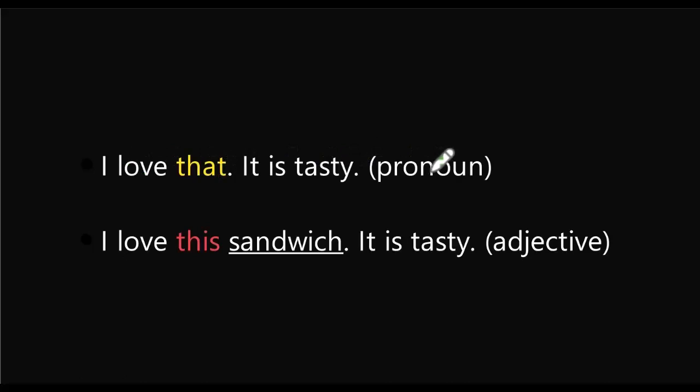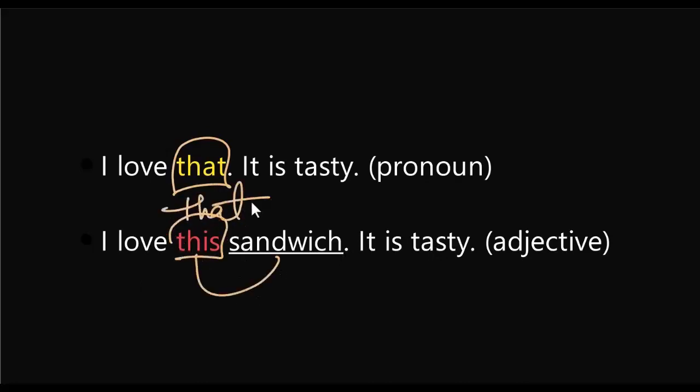I love that. It is tasty. You're referring to something, right? I love that. It is tasty. So "that" is a pronoun here, a demonstrative pronoun. I love the sandwich. It is tasty. I love this sandwich, or I can say I love that sandwich. It's fine. That what? Sandwich. The thing that I'm referring to is right here, mentioned. And now "that" or "this" is a demonstrative adjective, right? Because it has the noun it's modifying right next to it. Okay. So that is the difference between a demonstrative adjective and a demonstrative pronoun.